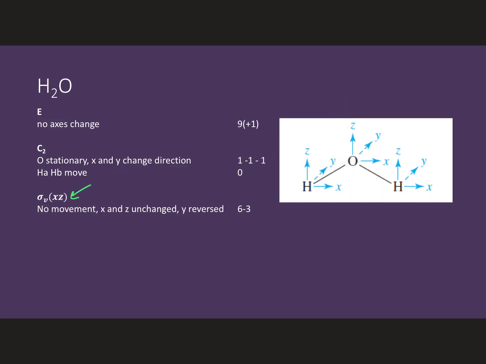On to the sigma v for the xz plane. So this is the plane of the molecule. We see no movement of our atoms, so we have to look at every axis. And in each one, they all have the same properties. For example, the z and the x are going to remain unchanged. So I've got 2 axes that remain unchanged on 3 atoms. There's 6. And if I look around here now, the y-axis does change direction on all 3. So I've got 3 times minus 1. We'll add those together. So I've got 6 minus 3. This gives a character of 3. So I've got 9, negative 1, positive 3.